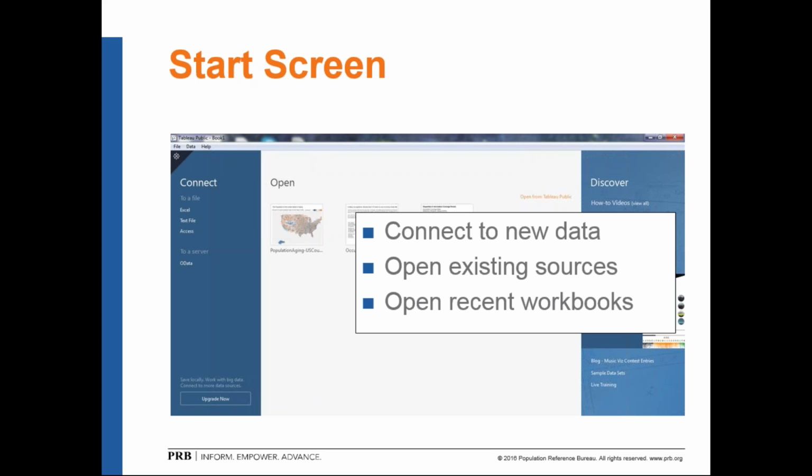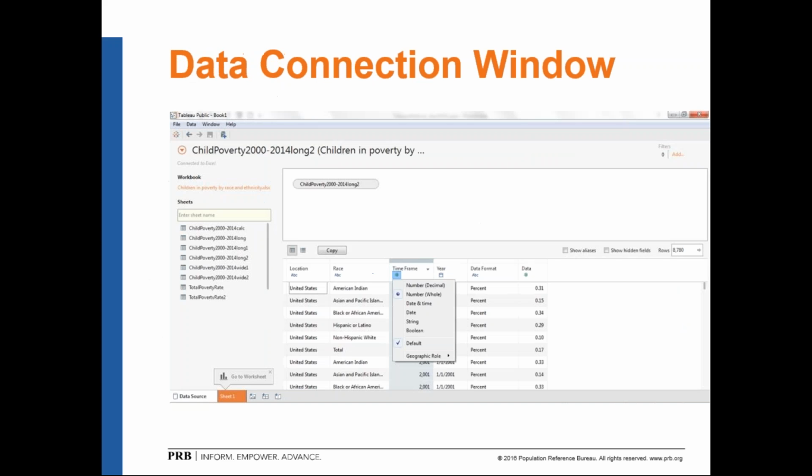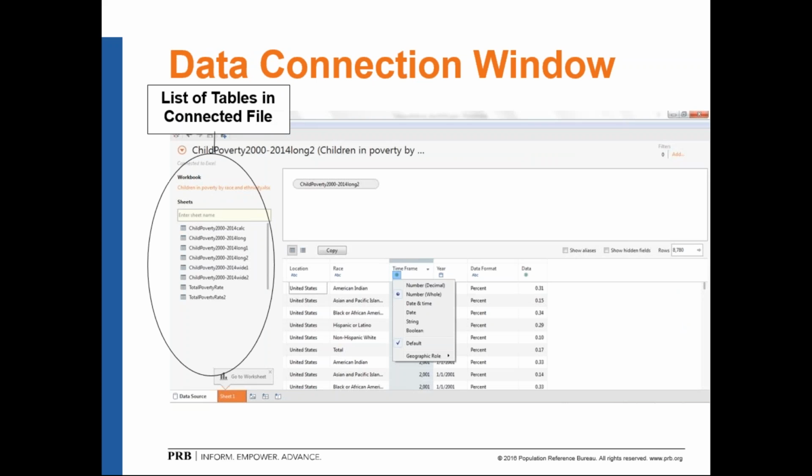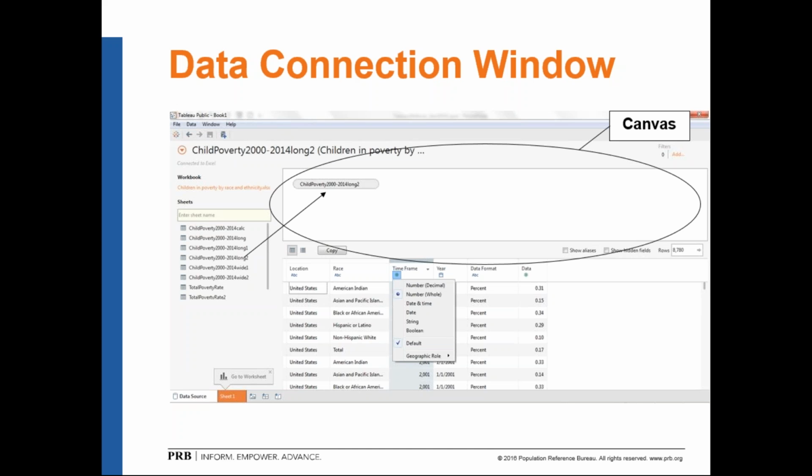Tableau can read in many different types of data, Excel, Access, text, so on and so forth, and you would connect to those through the data connection pane at the far left of that start screen. The next screen we see is the data connection window. On the left is your available data tables. We drag those to what they refer to as the canvas to tell Tableau which table or tables we want to work with.